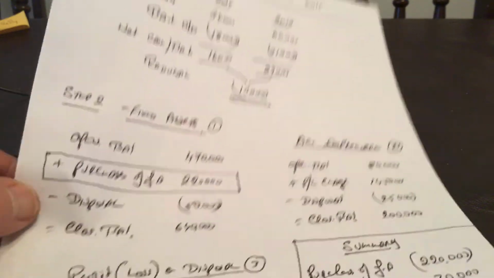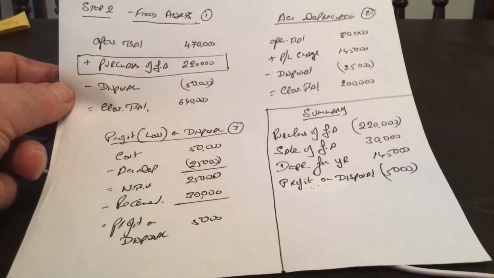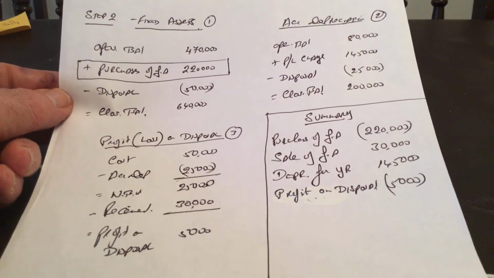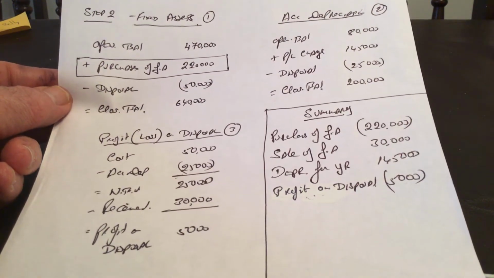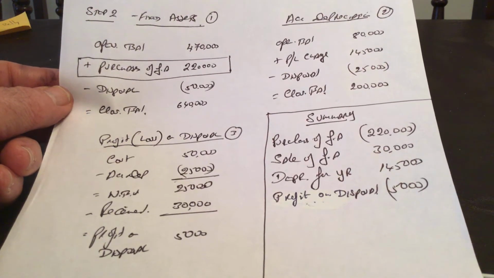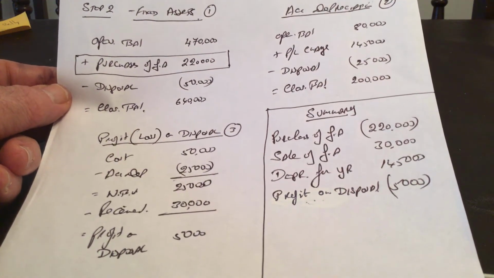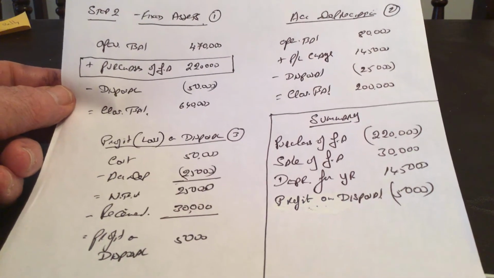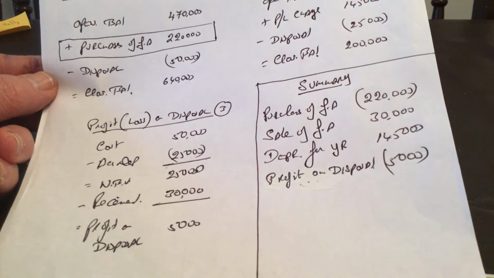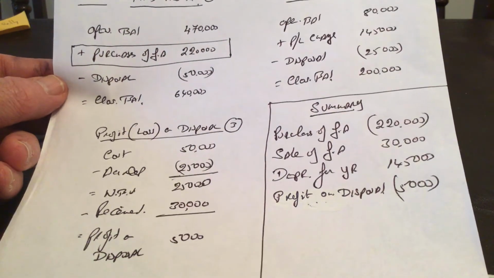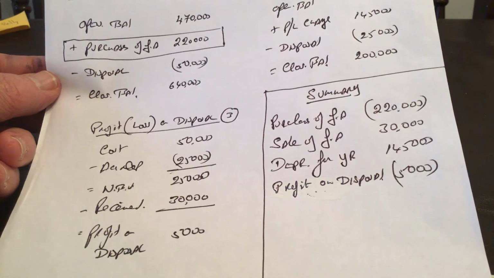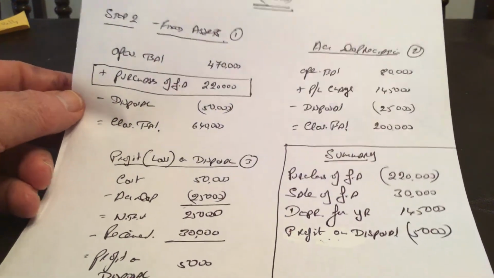So step two, then, we look at fixed assets. Now this is quite complicated. So we put in our fixed assets opening balance plus purchases of fixed assets minus disposals gives me the closing balance. So we put in the opening balance of 470 and the closing balance is 640. Go down then and look at the notes, and note number 2 is that fixed assets which cost 50,000 and on which total depreciation was 25,000 were sold for 30,000.